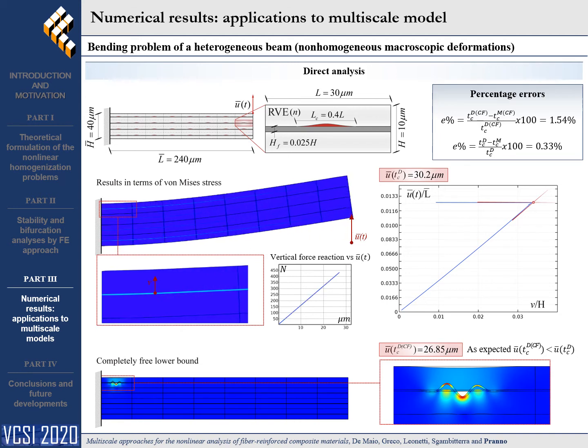The critical load factor is obtained by a graphic extrapolation, and also a critical load lower bound has been evaluated. As expected, in both multiscale and direct analysis, the obtained lower bound of the primary stability and bifurcation load is lower than the exact critical load factor. The relative percentage errors between the two different simulations are 1.5% and 0.3% respectively. Thus, such numerical results demonstrated the capability and the effectiveness of the adopted multiscale model to predict the critical loads for primary stability and bifurcation.